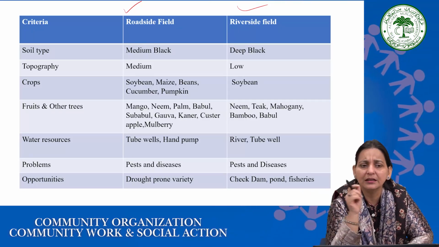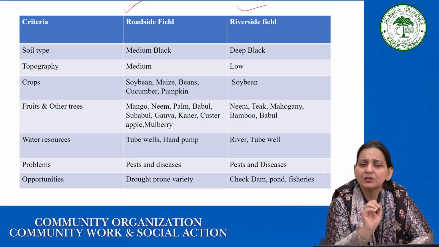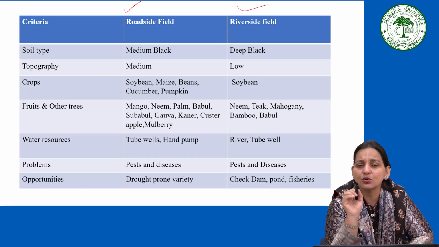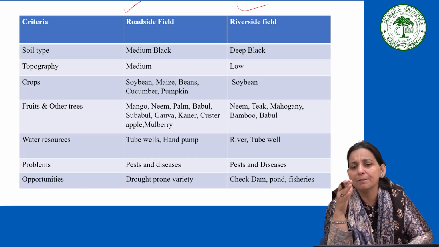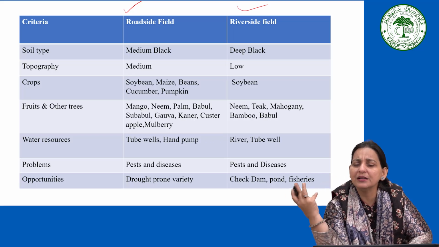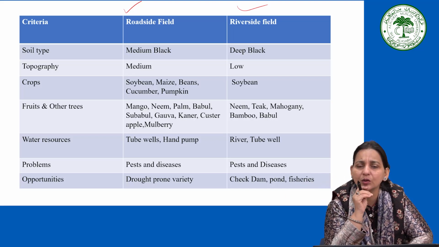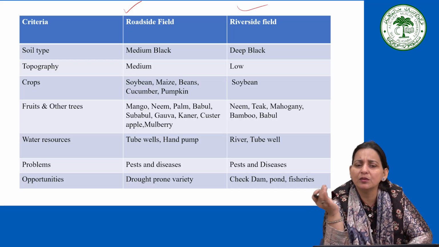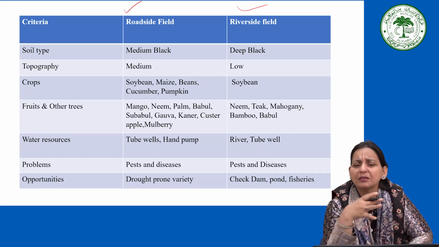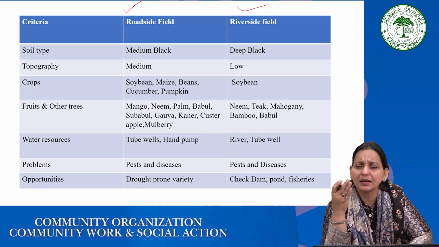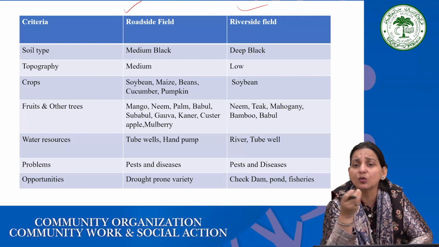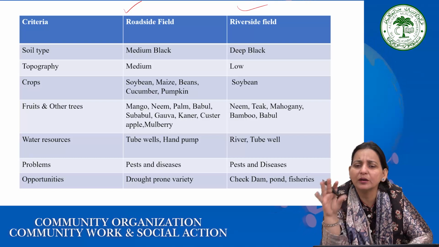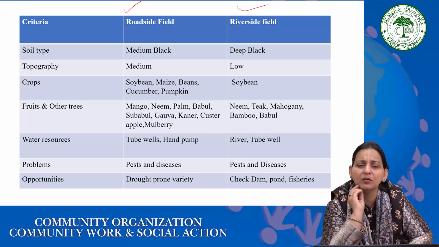It was downside. Crops usually cultivated on the roadside were soya bean, maize, beans, cucumber and pumpkin. But in the riverside fields, mainly soya bean was cultivated. Fruits and other trees like mango, neem, palm, babul, guava, custard apple and mulberry were planted in the roadside field. And in the riverside field, mainly neem, teak, mahogany, bamboo and babul were there.